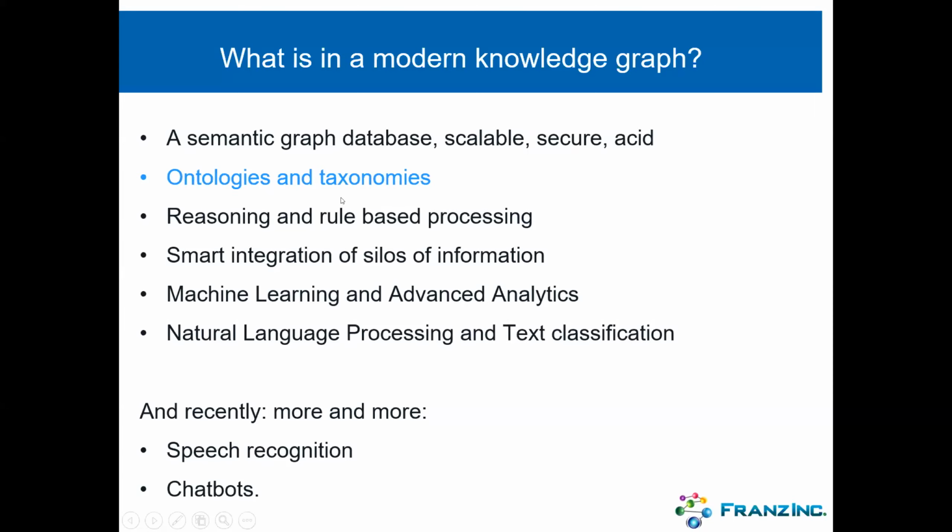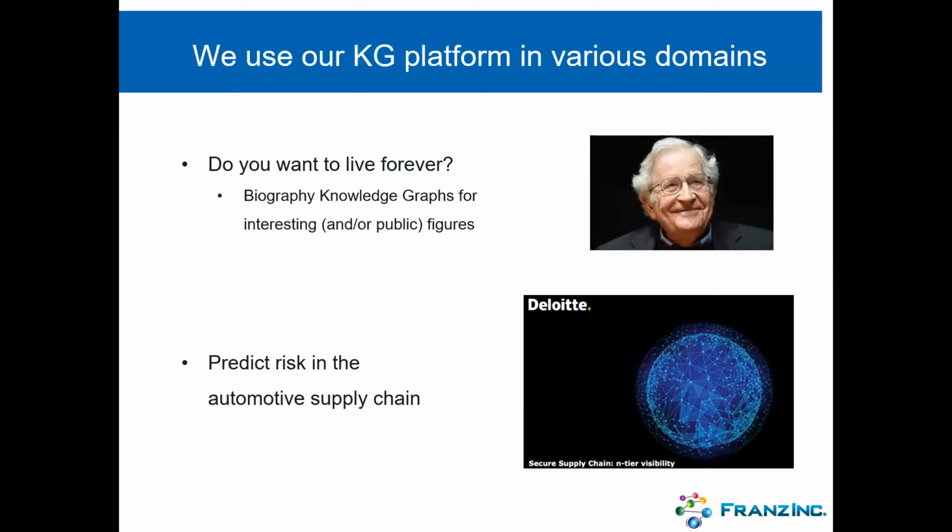I would say in general, 70% is good old-fashioned AI, good old-fashioned knowledge representation, and 30% is machine learning, advanced analytics, and more natural language processing and text classification. And recently, we even started going into knowledge graphs that get fed straight from speech recognition systems, and you can talk to them nowadays with chatbots. Now, as I said, we built several of these knowledge graph platforms. The first that I'm going to demonstrate is about the famous Noam Chomsky.